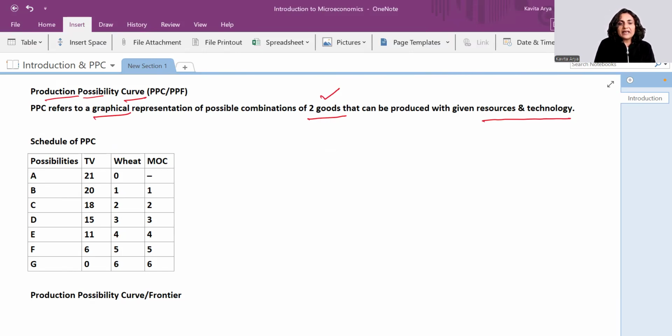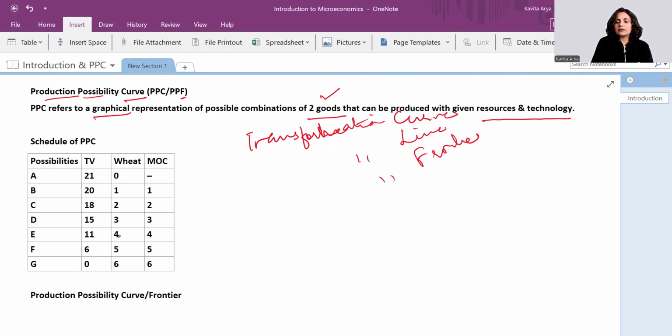PPC is also called PPF, Production Possibility Frontier. It's also called Transformation Curve or Transformation Line, or Transformation Frontier. So these also are synonyms of this term.